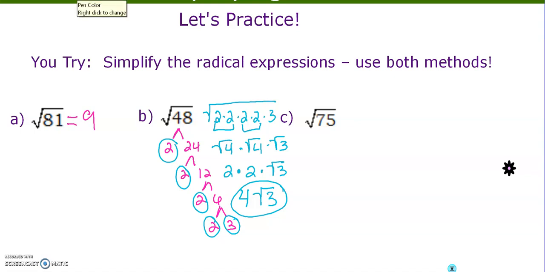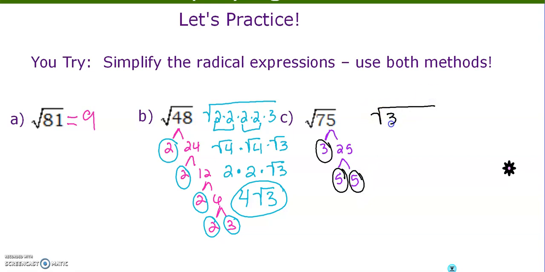All right, let's take a look at the last one, the square root of 75. 2 doesn't work this time, so I'm going to pick something else. I'm going to say 3. 3 times 25. All right, 3 doesn't work here, but 5 does. 5 times 5, and that's as far as I can go. So I'm going to go ahead and circle my prime numbers. That just draws my attention to them, and that's what I need to put underneath my radical.